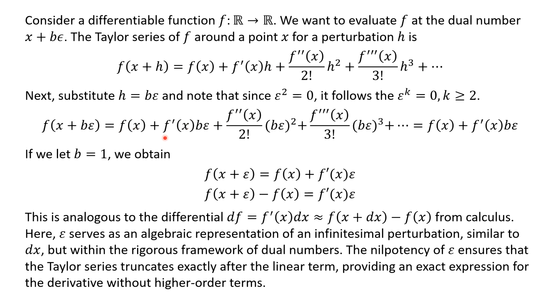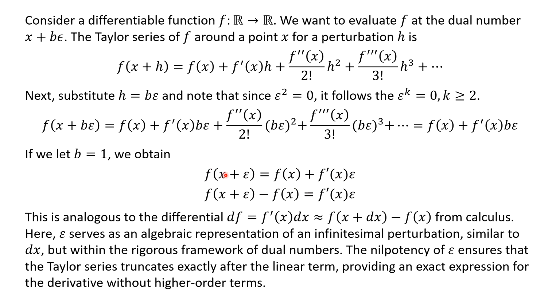So we plug in b epsilon for h. We get f of x, then the derivative of f at x times b epsilon. All the other terms have epsilon squared, epsilon cubed, or higher powers, so these all drop out, and you just get f of x plus b epsilon equals f of x plus the derivative of f at x, times b, times epsilon. If we let b equal 1, we get this first formula here.